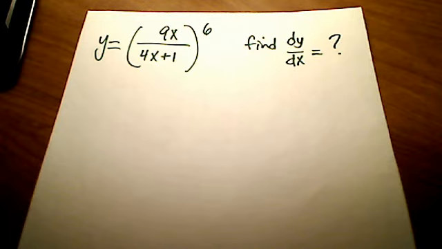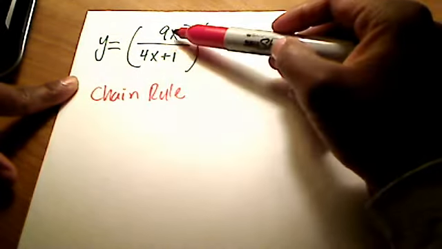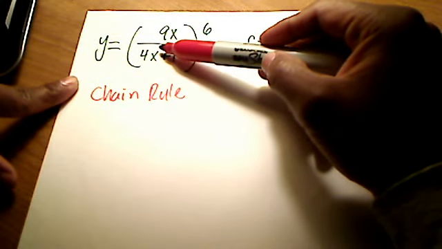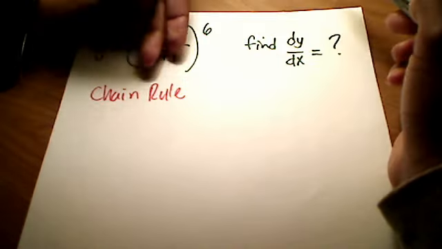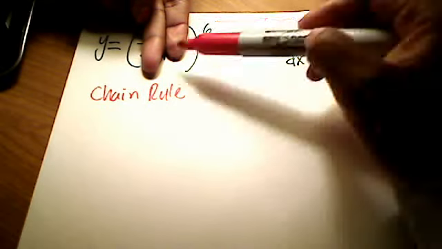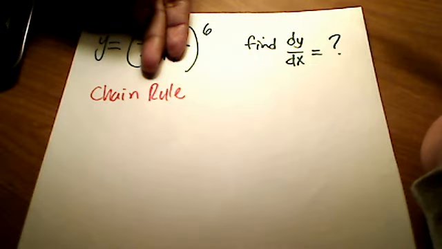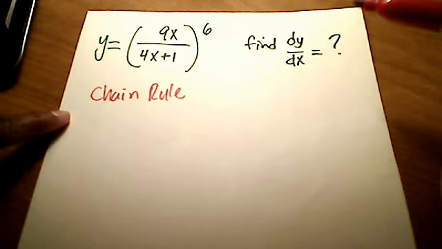Now, we need a couple of rules for this. First of all, we're going to need the chain rule, which says, give me the derivative of the inner function times the derivative of the outer function. That is, covering up your stuff, raised to the 6th power. So whatever stuff is raised to the 6th power, give me the derivative of the outer part. I'll get to that in a moment.